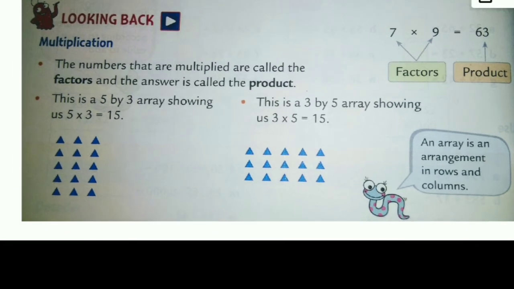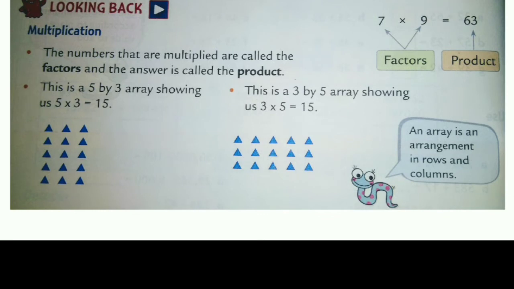See the example on this side, 7 multiplied by 9. These are the factors and the answer is 63, that is the product. In this one we can arrange like 5 by 3. So 5 rows and 3 columns, or we can arrange 3 rows 5 columns. Clear?